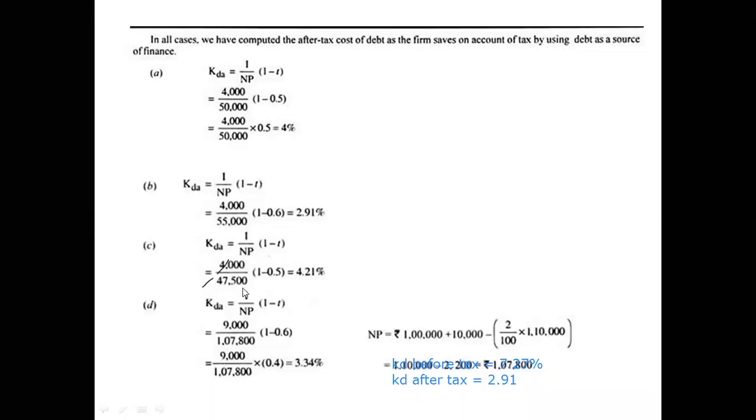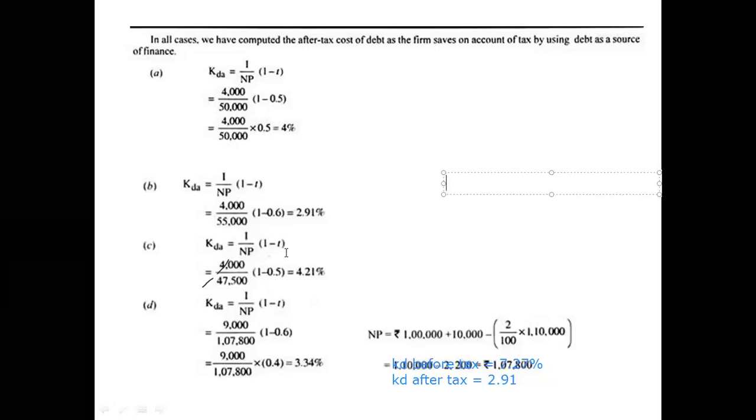This is the solution here. KD. Here they have calculated after tax. So initially you calculate with the before tax, then you go to after tax. As I said earlier, cost of debt before tax, I divided by sales value or net proceeds. I is nothing but rate of interest.